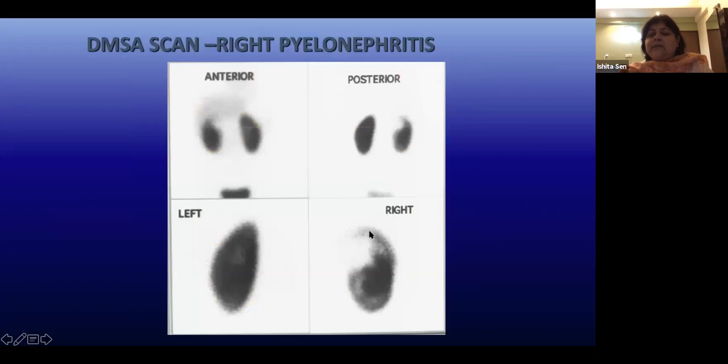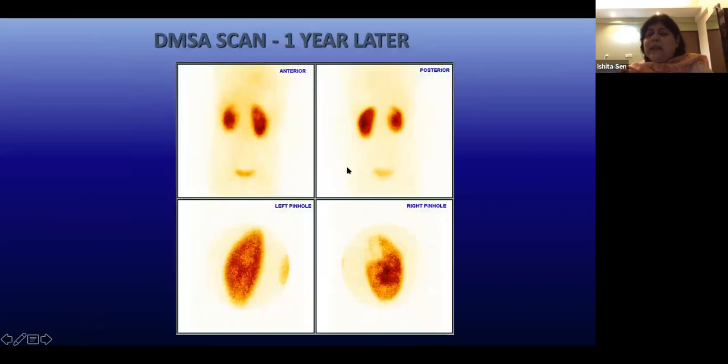Any defect? So this is a defect which you see. This was a patient with a right pyelonephritis, and you can see that there is volume loss and a cortical defect in the upper pole. And 1 year later, you find that the defect has become more organized and more sharply defined.